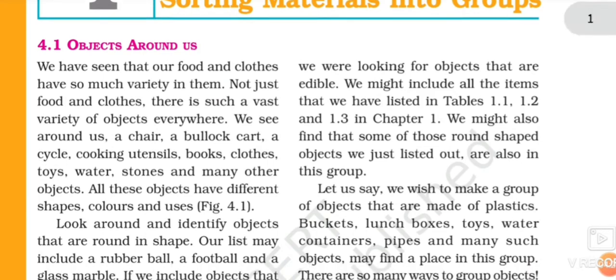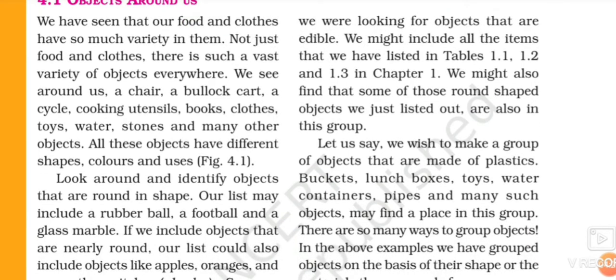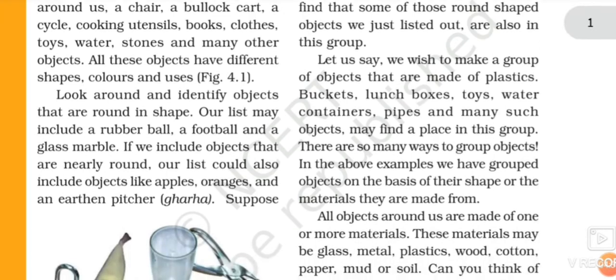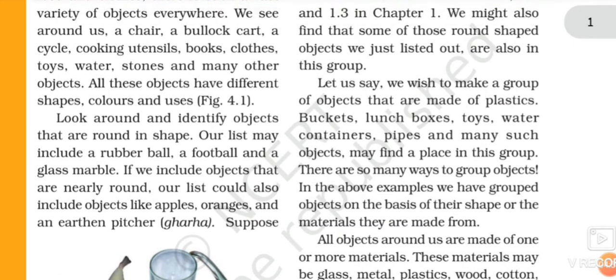We might also find that some of the round objects we just listed are also in this group. Let us say we wish to make a group of objects that are made up of plastic. Now take the second object, list some of the objects that are made up of plastic in your place. You can do it in a rough note. Some of them are mentioned in the textbook: buckets, lunchbox, toys, water containers, pipes, and many such objects may find a place in this group. You can also add your sharpener, some of your mobile accessories, and different types of kitchen containers.